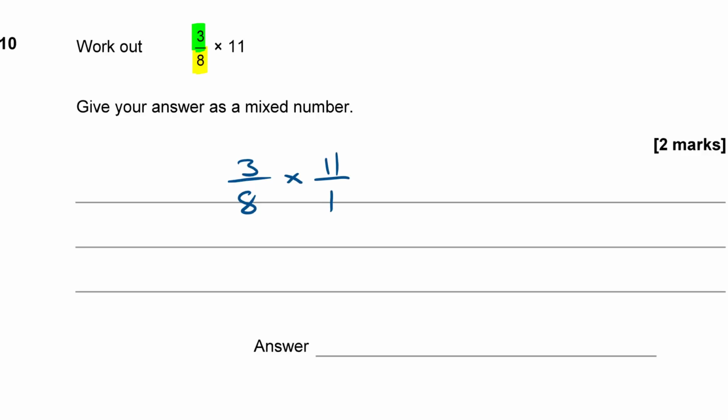Then we can try and do top times top and bottom times bottom. So what am I going to get there? 3 times 11, 33. 8 times 1 is 8. So this is 33 over 8. So I need to write this as a mixed number. It's not a mixed number at the moment. It's a top-heavy fraction or an improper fraction. So we need to see how many times 8 actually goes into 33. So know my times table for 8.